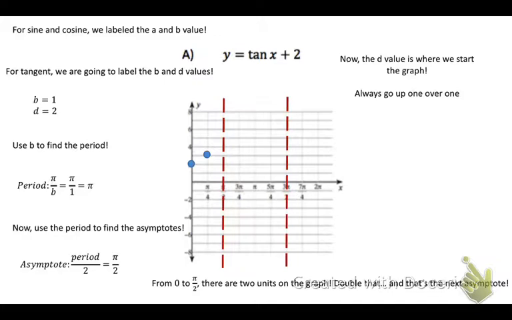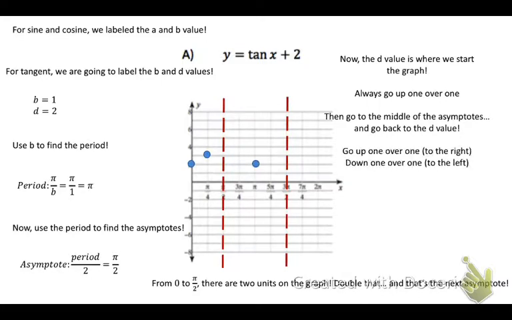Okay, then I'm going to go halfway between those 2 asymptotes in the middle, which is at pi, and I'm still going to start at that same point. So I'm going to start my D value at 2. Then I'm going to go over 1, up 1, and over to the left 1, down 1. So there's that point, and that's halfway between that point and the asymptote. Then I go halfway between that point and that asymptote, and I go down 1.